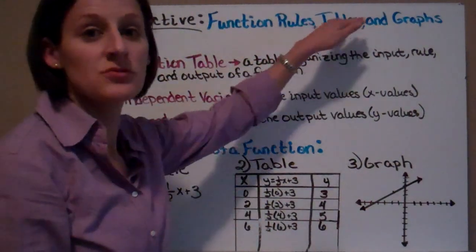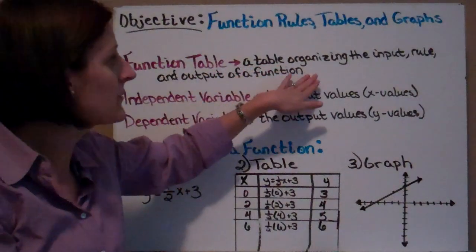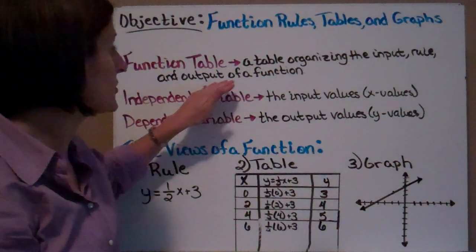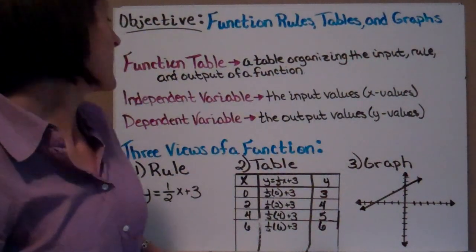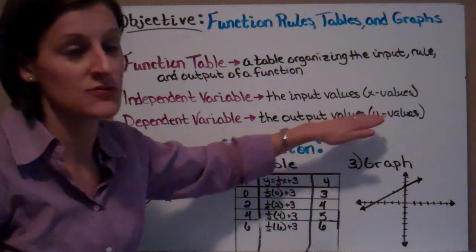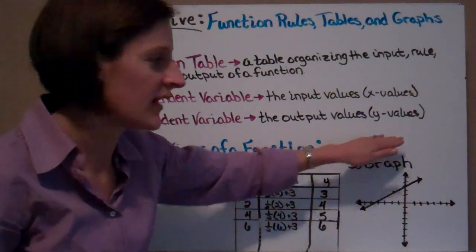Alright, function rules, tables, and graphs. Now, a function table is just a table organizing the input, the rule, and the output of a function. Remember, input's x, output's y. Now, an independent variable is the input values. Those are the x values. The dependent variable are the output values, the y values.